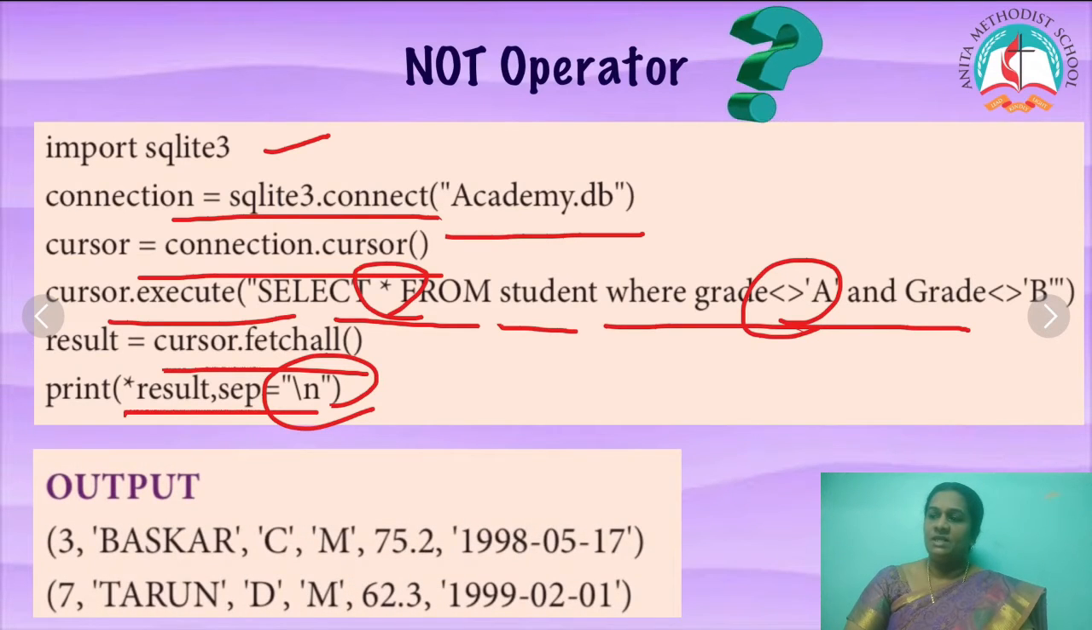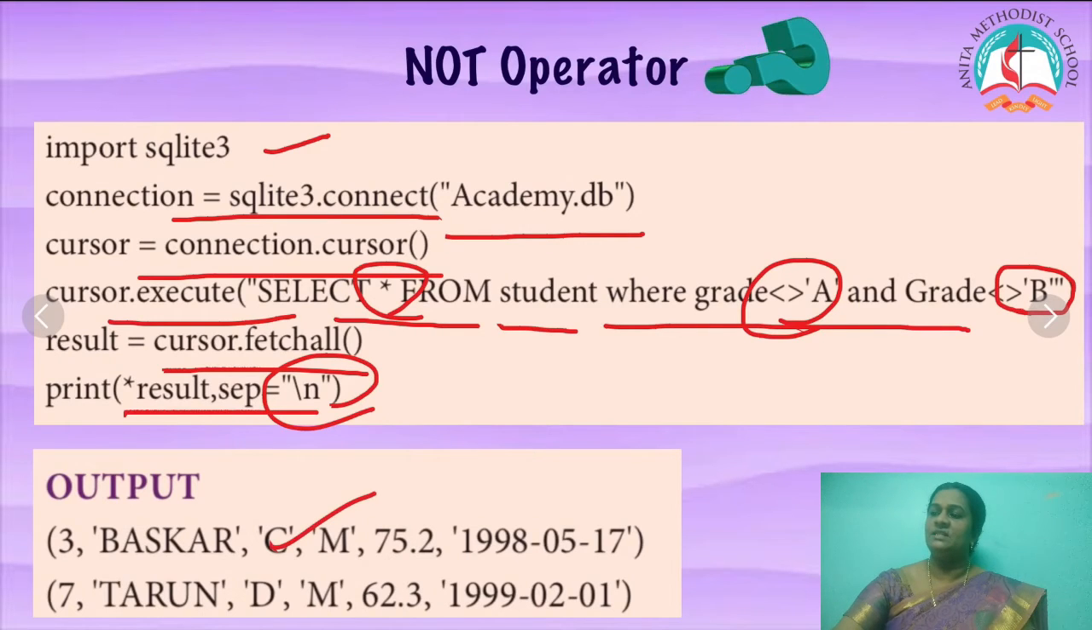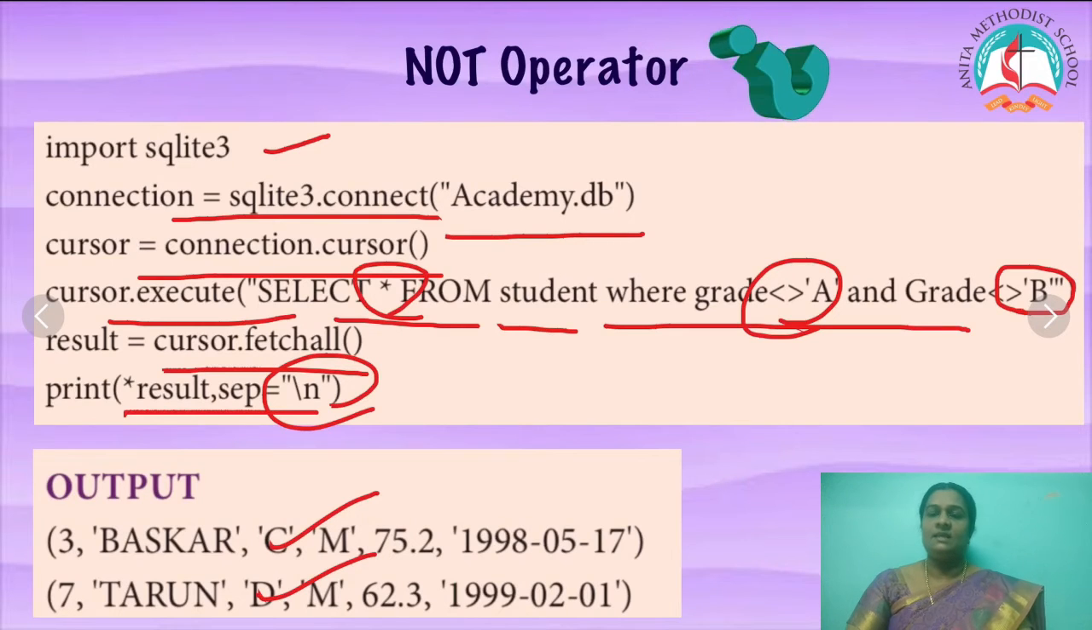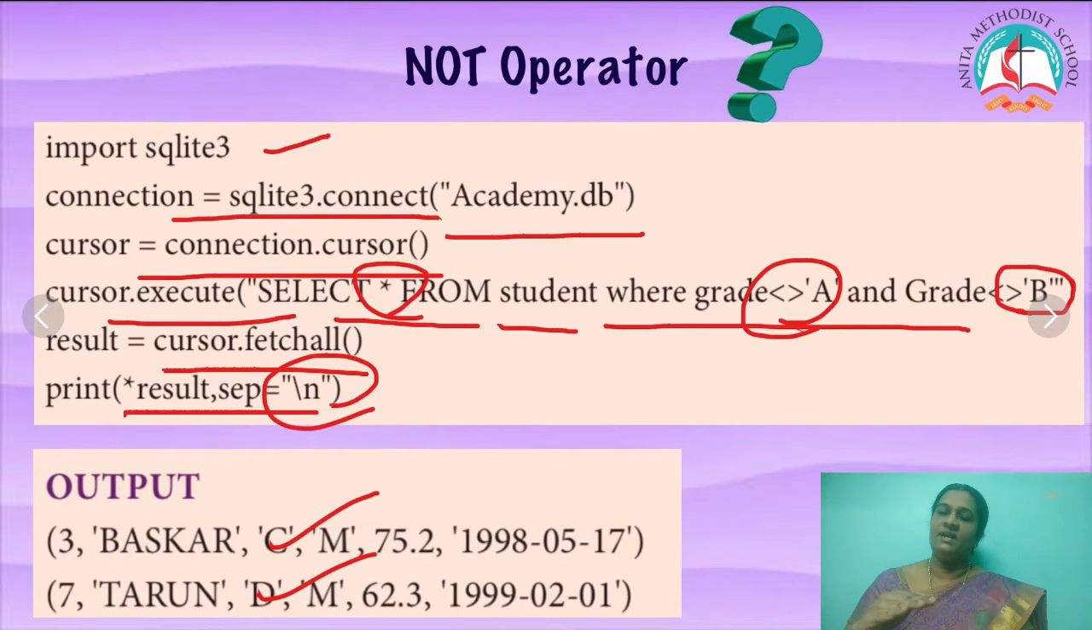Okay, see what is the output? Do you see the grade A and B here? No, right? So it's printed C and then D. Okay, C and D is the output. That is, the A and B grades are ignored, and then we are getting the C grade and the D grade. Okay, these are the operators, how it is pulling out the data from the SQL command. Okay, this is all about the NOT operator.